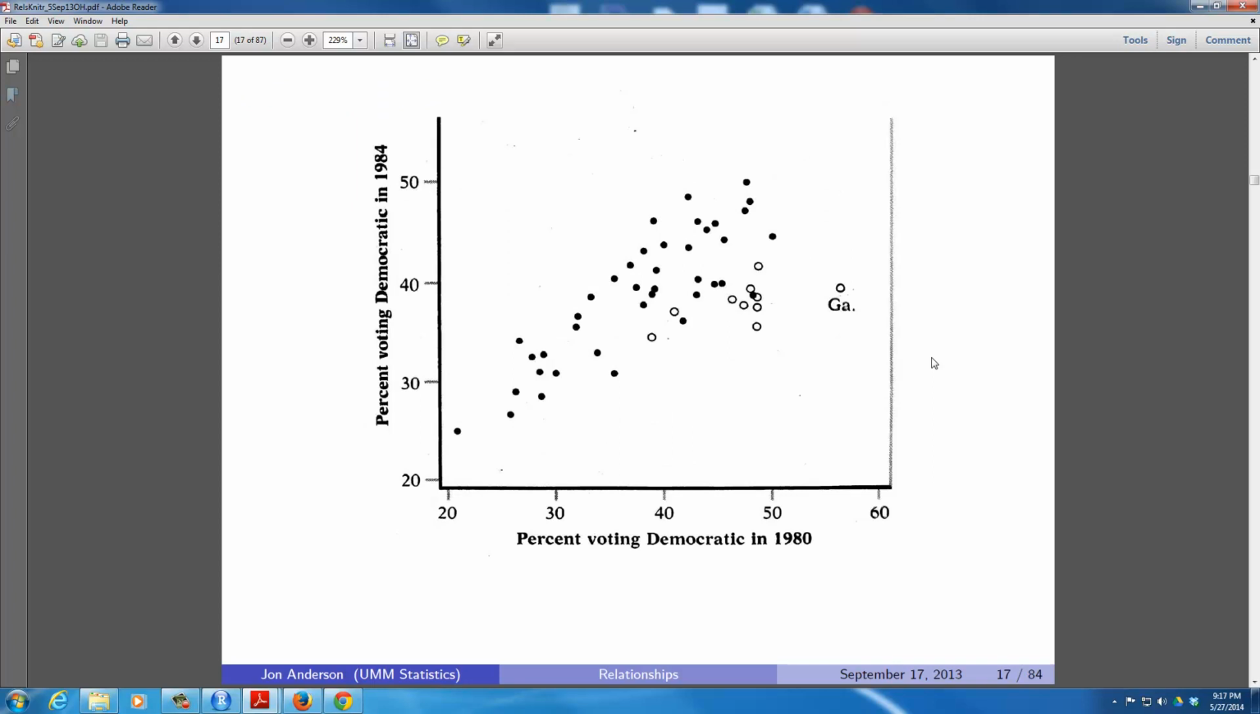Here's another politics election example. On the horizontal axis, we have the percentage in each state that voted for the Democratic presidential candidate in 1980. And on the vertical axis, we have the percentage in each state voting for the Democratic presidential candidate in the 1984 election. And each point on the scatter plot are states. For your political history, let me remind you that in 1980, the incumbent president was Jimmy Carter, and he was the Democratic candidate. So the Democratic candidate in the 1980 election was Jimmy Carter.